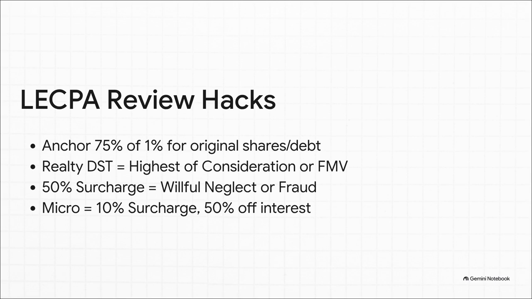Okay, let's bring this whole shebang together. Take a mental screenshot of these schemas right now. This is the distilled logic you need. Anchor that 75% of 1% for original shares and debt instruments. For Realty DST, always choose the highest between consideration and fair market value. Remember that a massive 50% surcharge requires willful neglect or hitting that 30% fraud threshold. And for micro taxpayers, just apply the relief rules, a 10% surcharge and 50% off interest. This is the structural logic that's going to survive in your brain for the next 3 years.